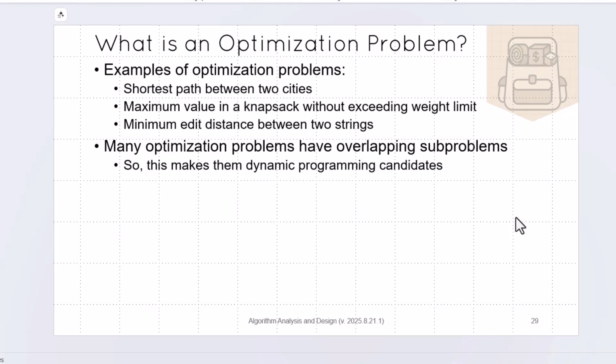Examples of optimization problems are shortest path between two cities, right? Maximum value in a knapsack without exceeding the weight. Minimum edit distance between two strings. In other words, how do you convert one string into the other with the smallest number of changes? Many optimization problems have overlapping subproblems, so that makes them a candidate potentially for dynamic programming.